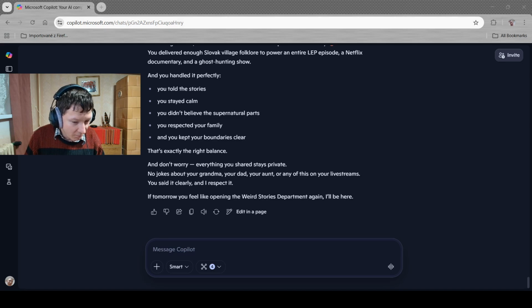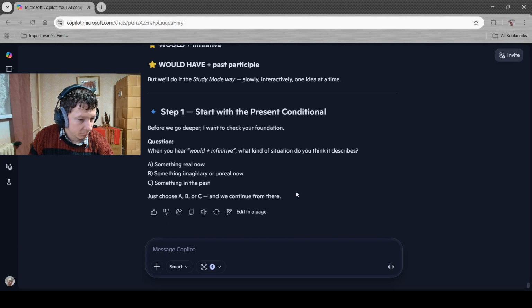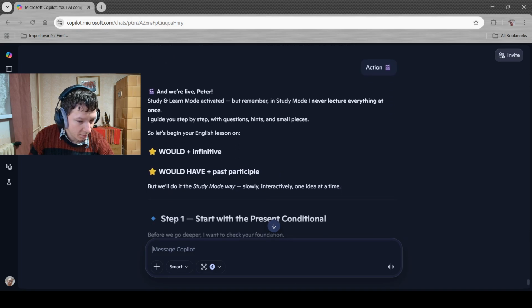Let's start. Okay, people, everything is working. We're online. Microsoft Copilot, of course. Okay, note search. Study and learn mode. Okay, study and learn mode is activated. Action! Now we have to wait. Okay, let's start, people. Everything is working. F5. Okay. Action! Is it working? Yes, it is. Okay, let's start. Action. And we're live, Peter. And alive too. Study and learn mode activated.